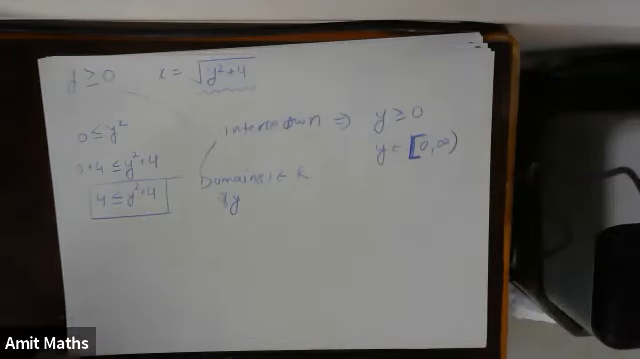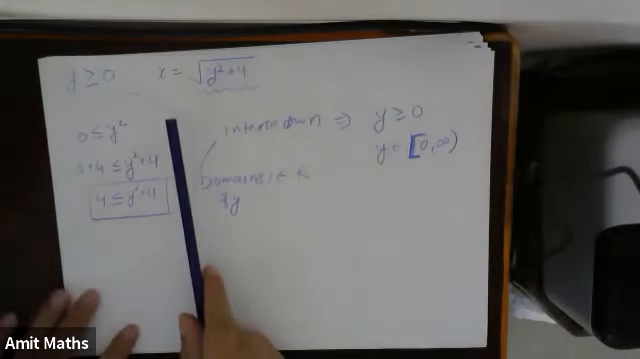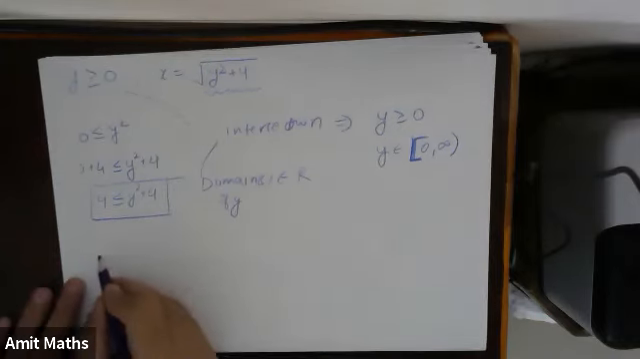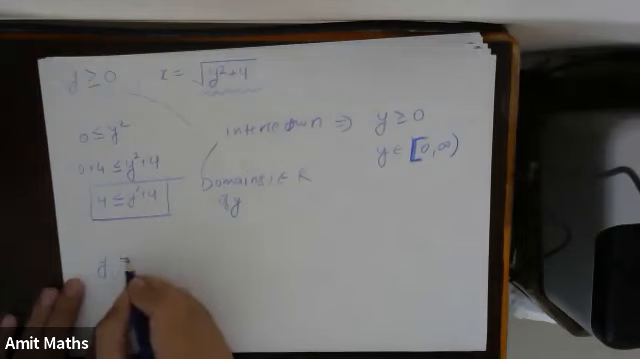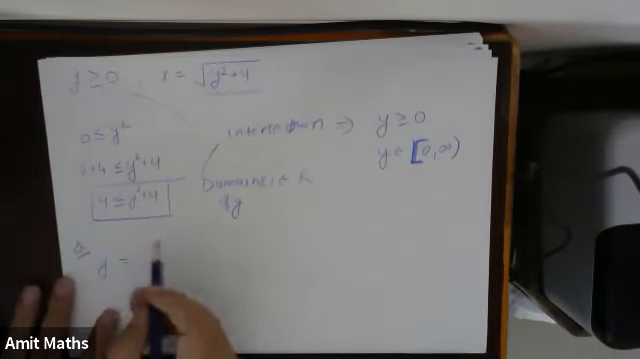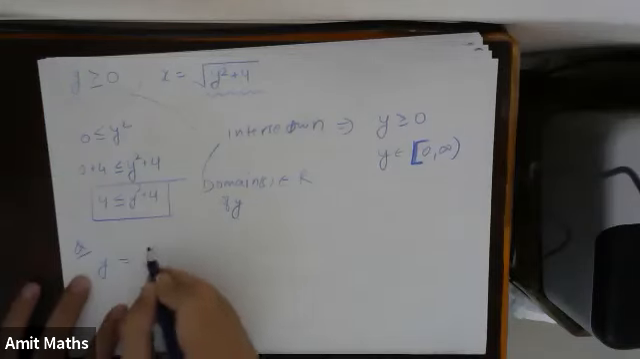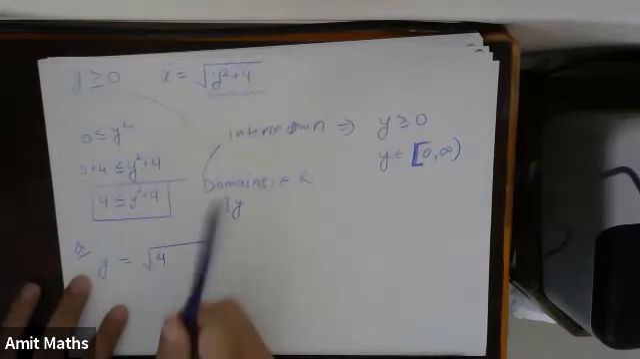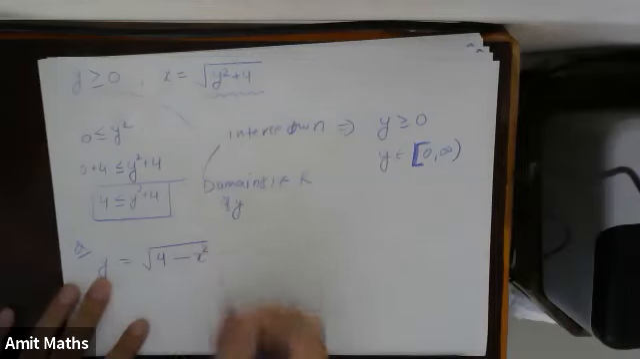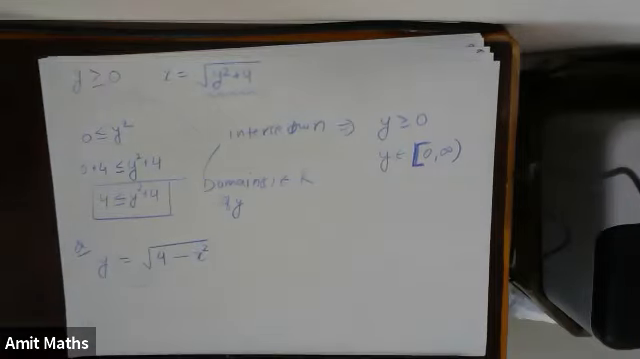Okay, and this was x square minus 4. So what I'll do is I will write y is equal to, second question. Again, same thing, we have to find the range. y is equal to under the root of 4 minus x square. You have to find the range of this function. Try to find the range of this function and tell me what you will get.